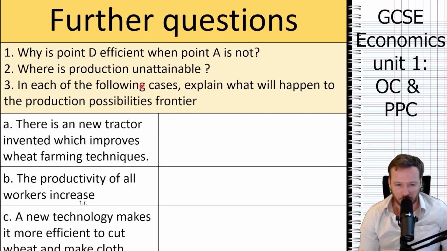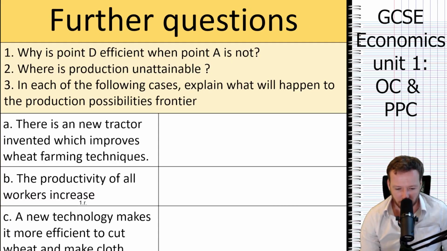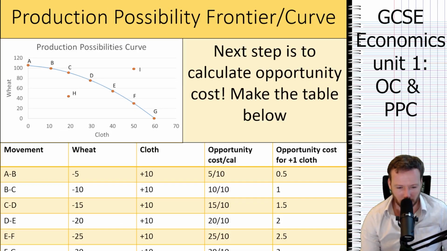And question 3, in each case, a new tractor improves wheat farming techniques. In this case, the curve will shift to the right for wheat farming. So it would look like this because it doesn't say anything about cloth.